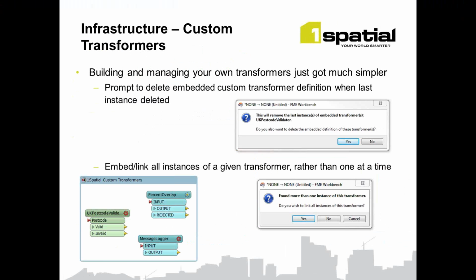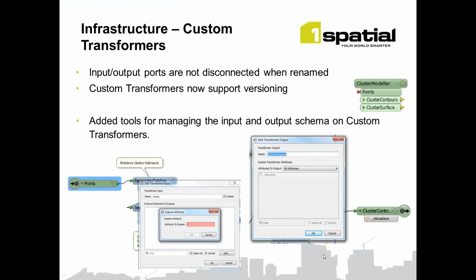So custom transformers are a way that you can build a series of transformers and embed them into your workflow, and they do a certain job, and you might want to reuse that job in multiple places in that workflow. One Spatial have built a number of transformers that exist on the FME store, so you can go ahead and download those and use them if you'd like to: the message logger, the UK postcode validator, and the % overlap transformer. Handy little tools to go and get access to. This is a cluster modeler transformer available on the FME store.